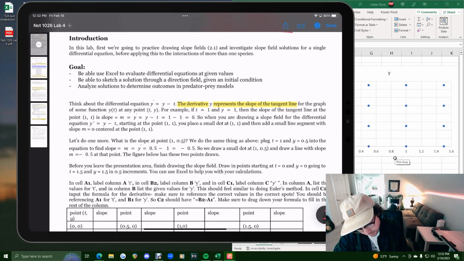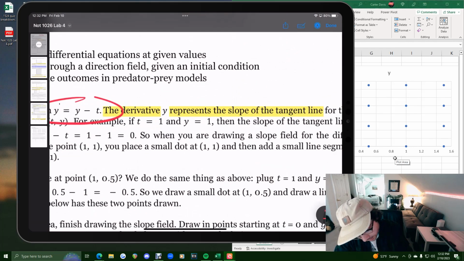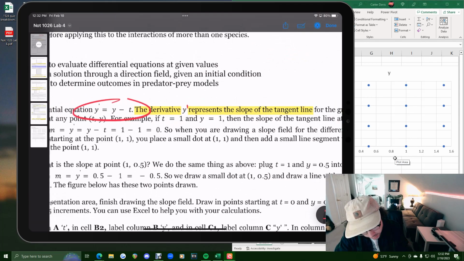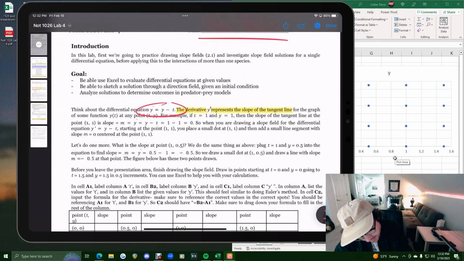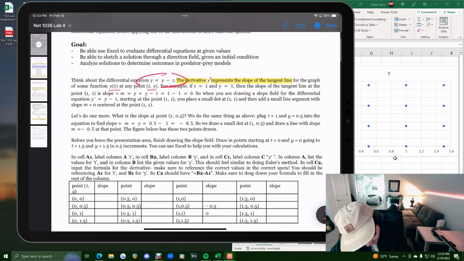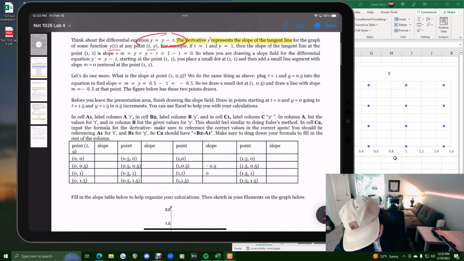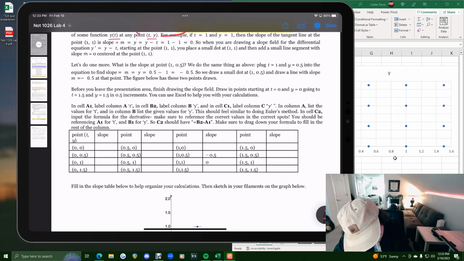The first thing, talking about slope fields, for example, y prime equals y minus t, the derivative of y. The derivative y prime represents the slope of the tangent line for the graph of some function y at any point (t, y). So y prime tells us the slope at any one location, and then they give us a bunch of examples. Hopefully we don't have to think about that because we've already delved into slope fields in the past.